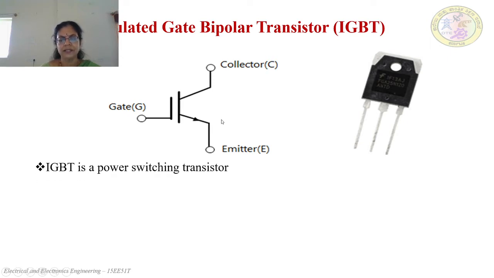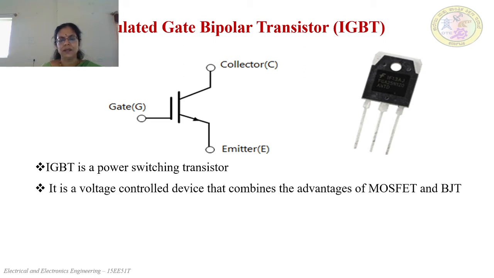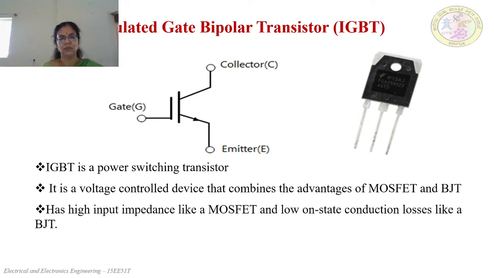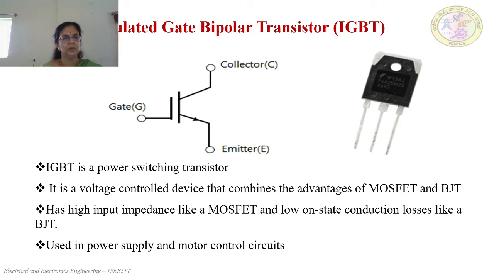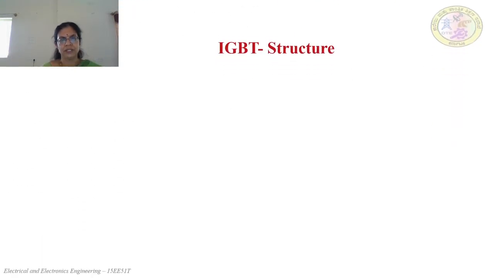Basically, it is a power switching transistor. It is a voltage controlled device which combines the advantageous features of MOSFET and BJT. What features? It combines the high input impedance characteristic of the MOSFET and the low on-state conduction loss of the BJT. It is most of the time used in medium power applications.